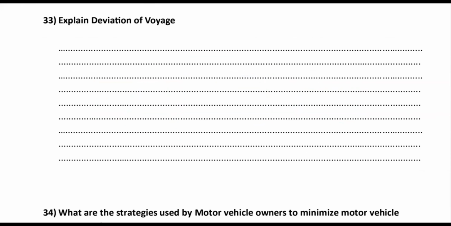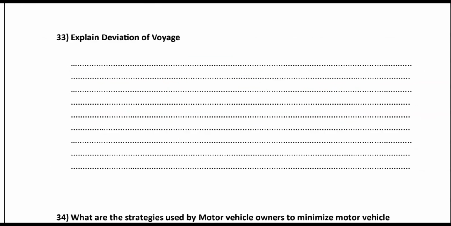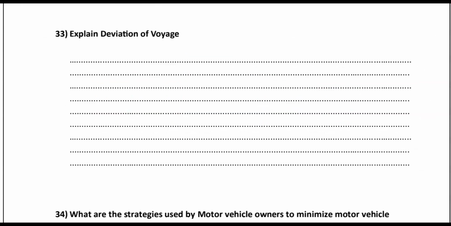Explain deviation of voyage. Okay, great. Deviation of voyage. What is this? Now, this deviation of voyage is applied not only for ships, also for aircraft. If you're considering ship or aircraft, if it doesn't follow the assigned path to reach the destination, we call it deviation of voyage.